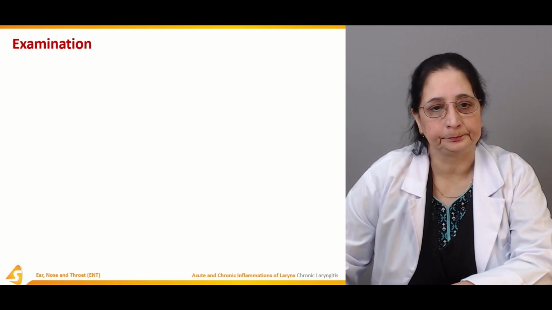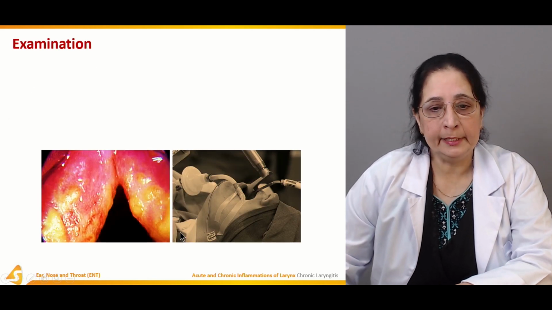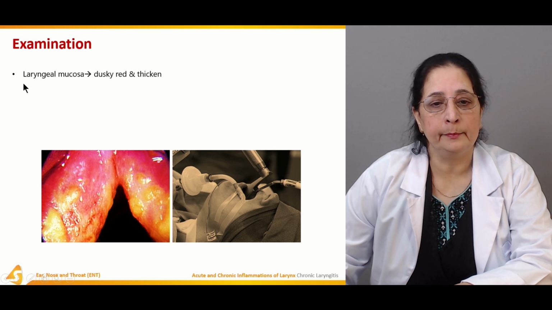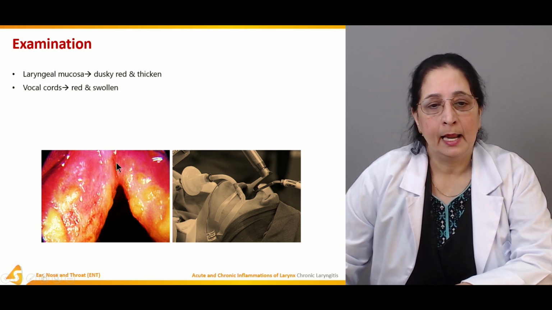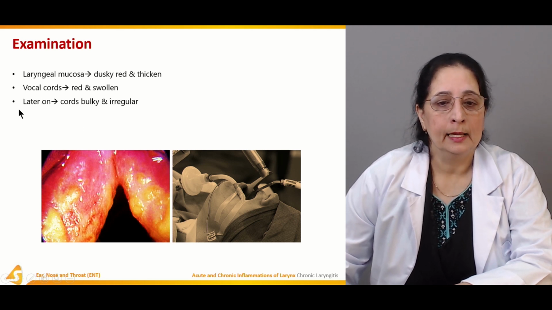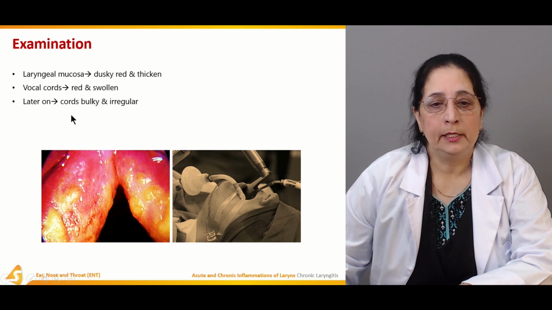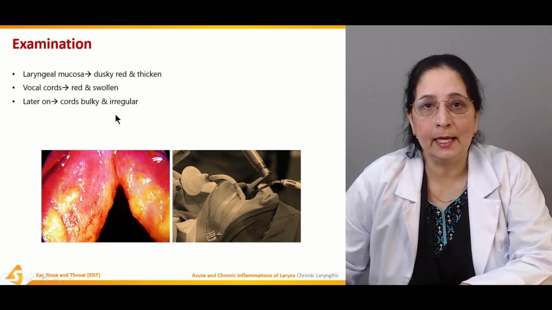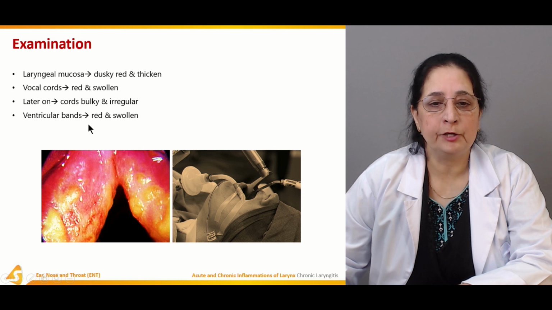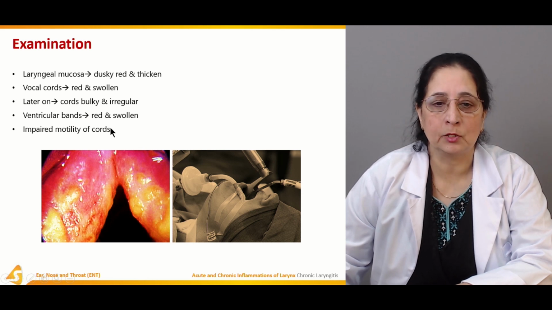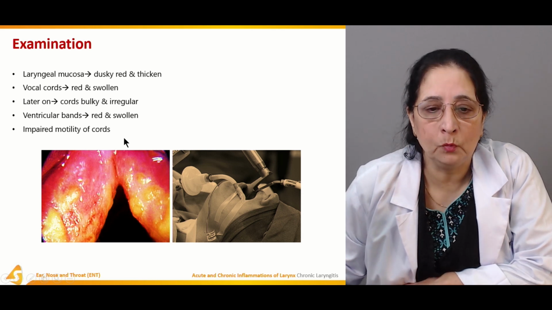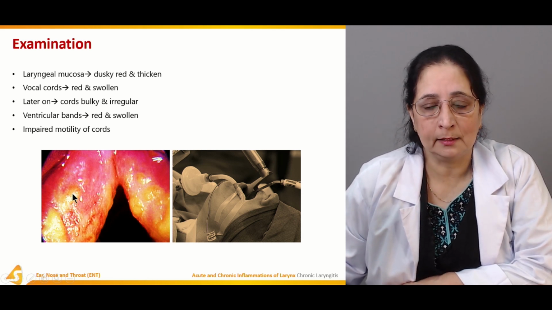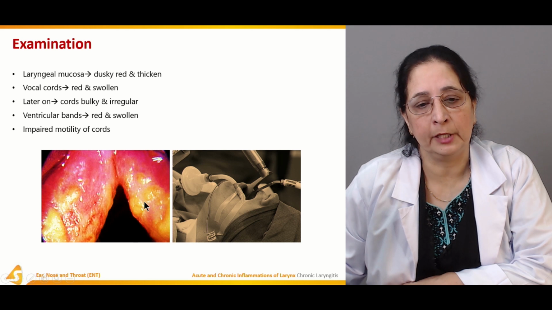On examination, you will see the mucosa is dusky red and thickened, and the vocal cords are red and swollen. Later on, the cords become bulky and irregular. Ventricular bands are red and swollen, and there is impaired motility of the vocal cords. So that's the presentation of the patient with hypertrophic laryngitis.